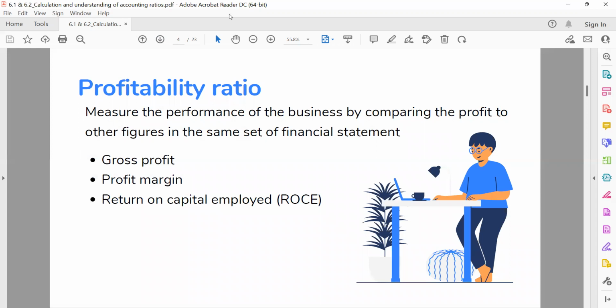So what is the profitability ratio? Profitability ratio is basically to check whether your business performance is making a profit or making a loss, using the financial statements that you learned, for example the income statement and the statement of financial position. For gross profit margin and profit margin, you can get them from your income statement. Return on capital employed, you need to combine the profit and also the statement of financial position. For the formulas, we will go to the next.